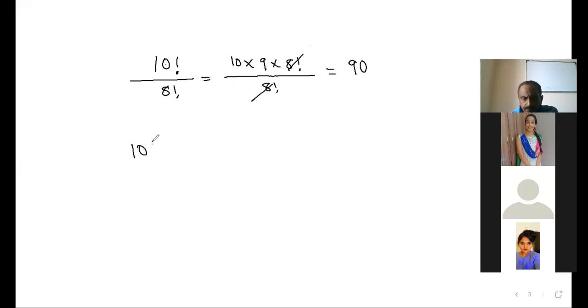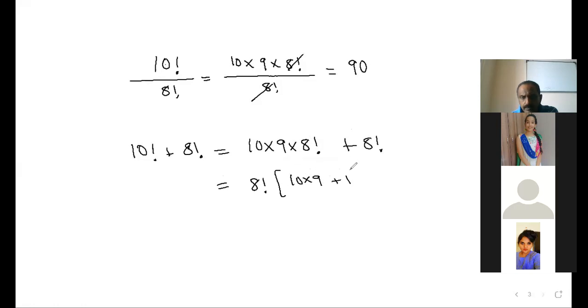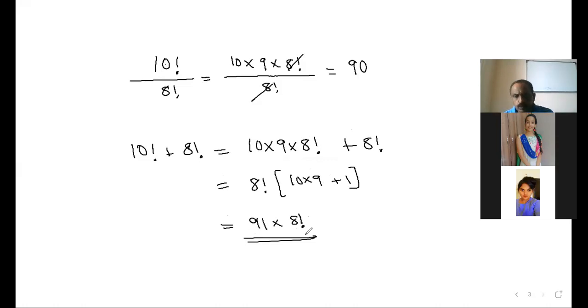Suppose I want to calculate 10 factorial plus 8 factorial. Then also you reduce the bigger number. 10 into 9 into 8 factorial plus 8 factorial. Now take 8 factorial common. 10 into 9 plus 1. So I can write it as 91 into 8 factorial. Is it clear?